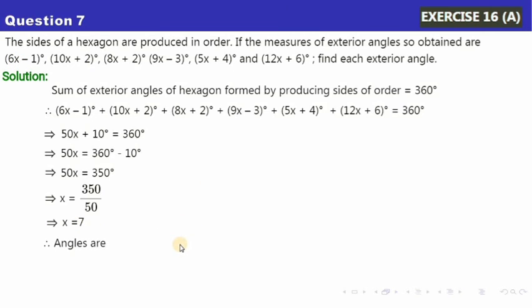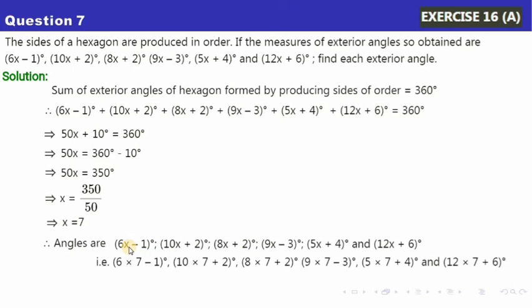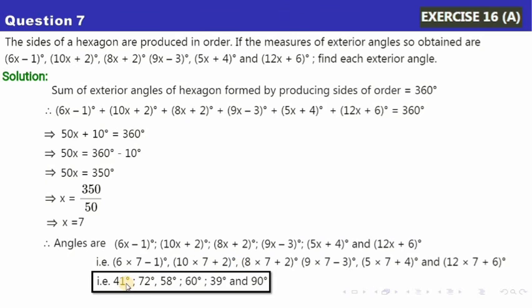Okay, so as I told you in the beginning, I wanted to find the value of x, which is 7. So therefore, now you know these are the angles. Now let's put the value of x. Here x becomes 7, here also it is 7, here 8x becomes 8 into 7, 9x becomes 9 into 7, 5x becomes 5 into 7, 12x becomes 12 into 7. Now 6 into 7 is 42, minus 1 is 41 degrees, right? So similarly simplify the others. Your first answer turns out to be 41 degrees. From the second one you get 72, from the third one you get 58, 60, 39, and finally you get 90 degrees. So these are the 6 different exterior angles which are formed in a hexagon.